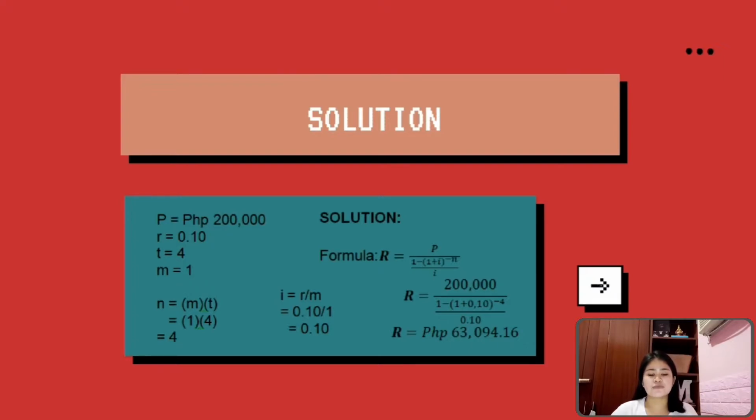The N value is 4 since 1 times 4, then our J value is 0.10 since it is 0.10 over 1. The formula to be used is R is equal to P over 1 minus 1 plus J raised to negative N over J. Substituting the values, we will have R is equal to 200,000 over 1 minus 1 plus 0.10 raised to negative 4 over 0.10. The final answer will be 63,094 pesos and 16 centavos.